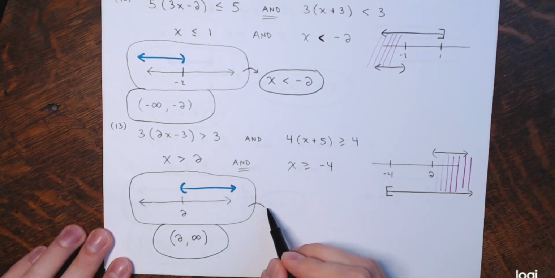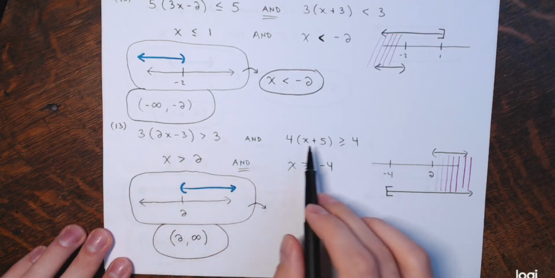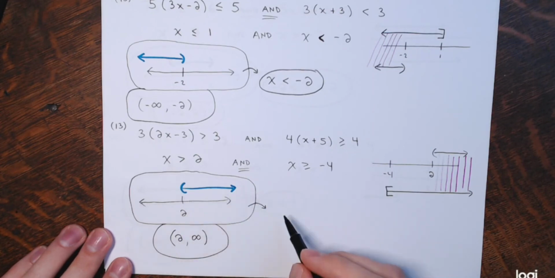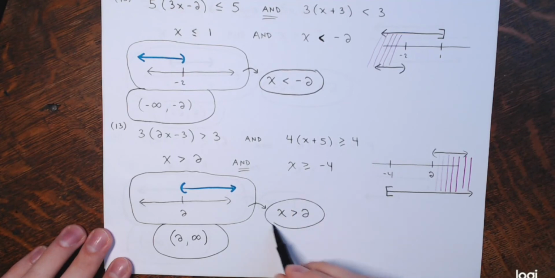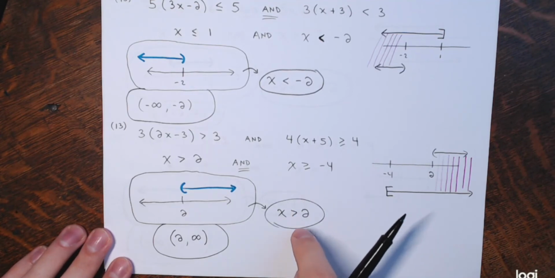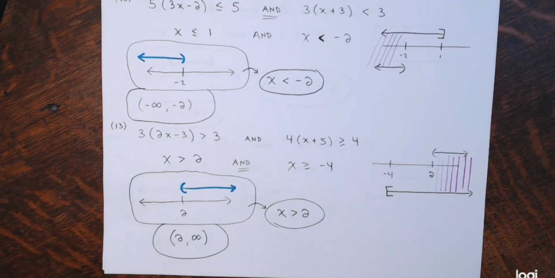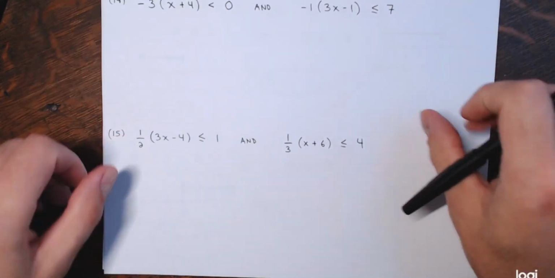And then from this graph, I can make a simpler inequality. Instead of writing out this whole compound inequality with the word and, it looks like it boils down to just the values of x that are greater than 2, but not equal. So this inequality here is equivalent to this compound inequality. They describe the same set of numbers. Okay, let's keep going. All right, example 14.